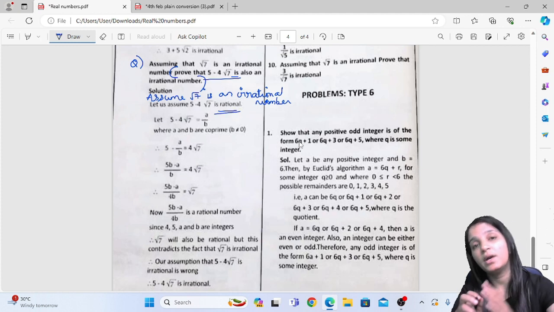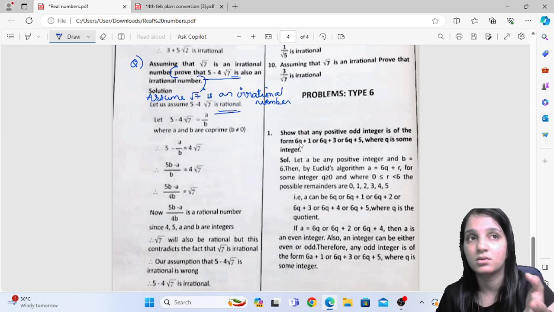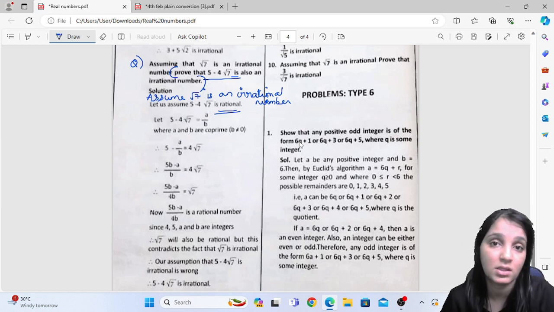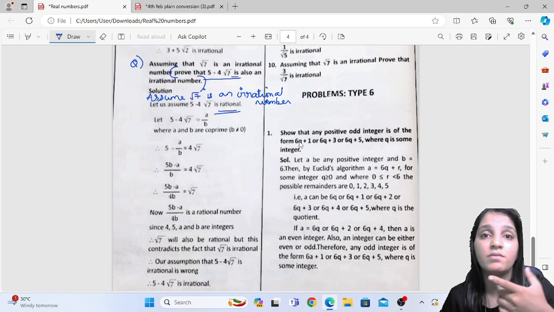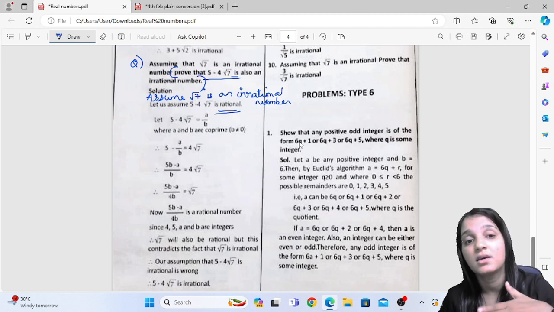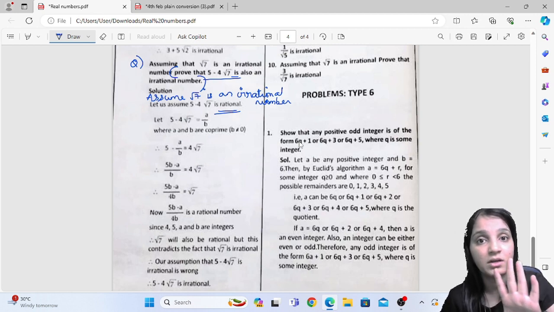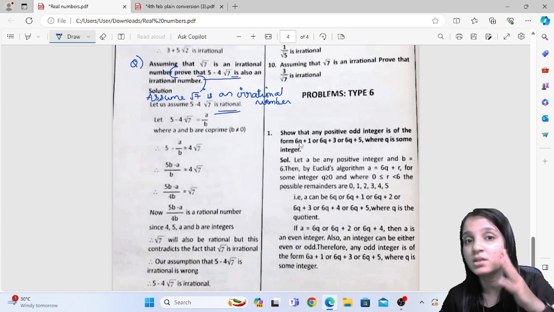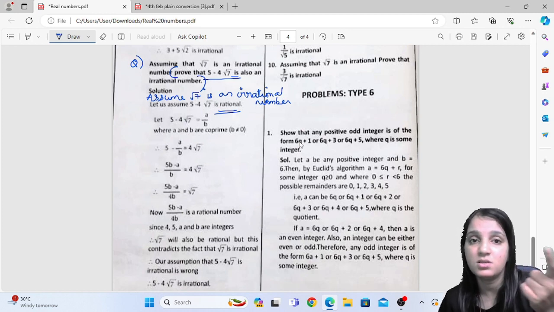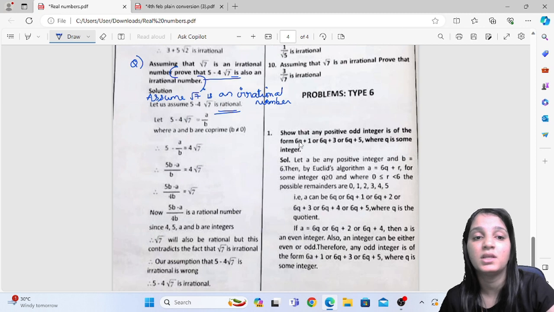Okay, to prove anything is irrational, we have to take it as rational first, so that when we do not get the proof correct, then we can say no, we are not getting the thing. So it is not possible to say that it is rational.